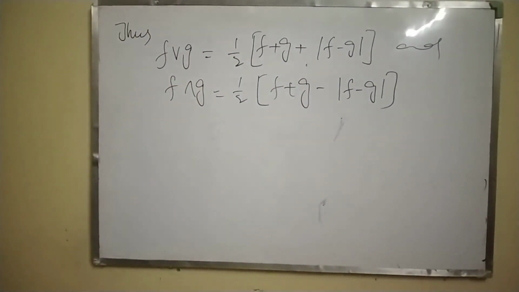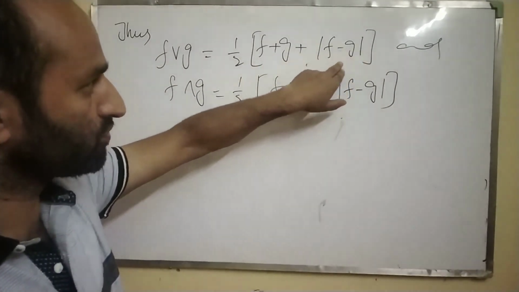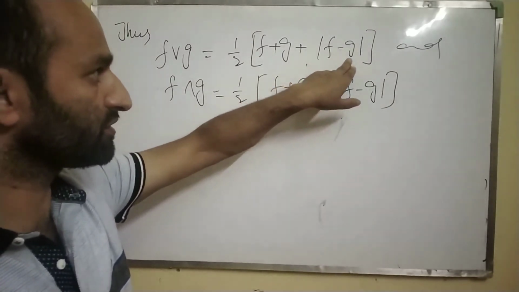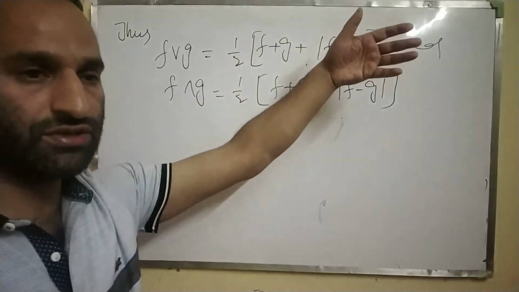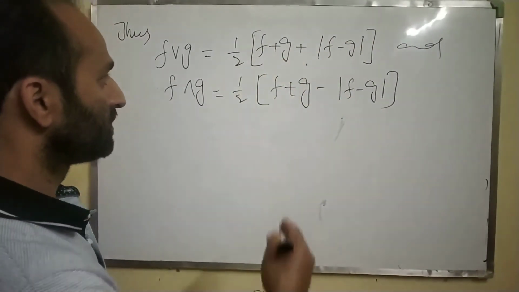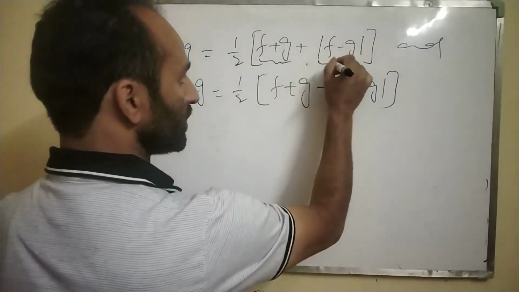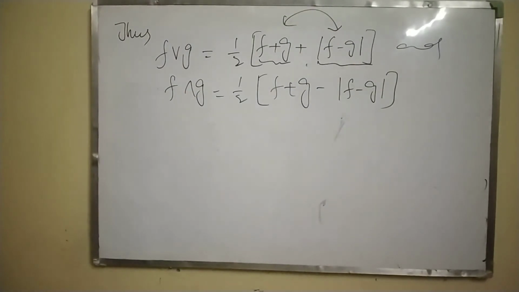Okay. Now it's given that f and g are measurable functions, so therefore their sum is a measurable function, their difference is also a measurable function. Whenever the difference is measurable, the mod of the difference is also measurable, because we know that whenever f is measurable, then the mod of f is also measurable. So f plus g is measurable. This mod is measurable. Again, the sum of two measurable functions is again a measurable function.